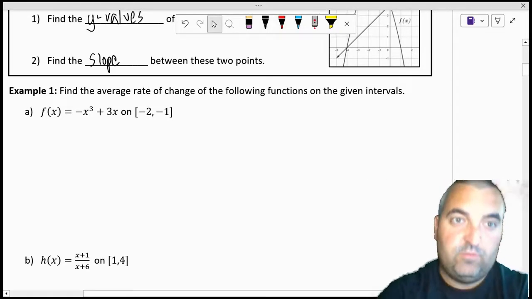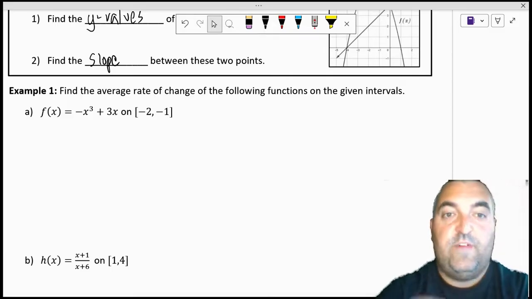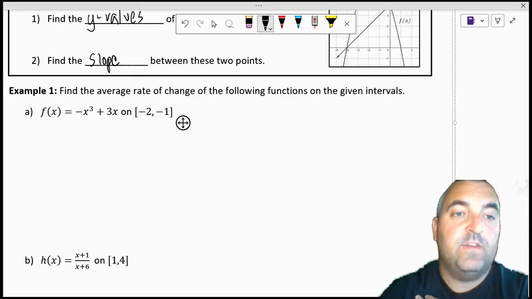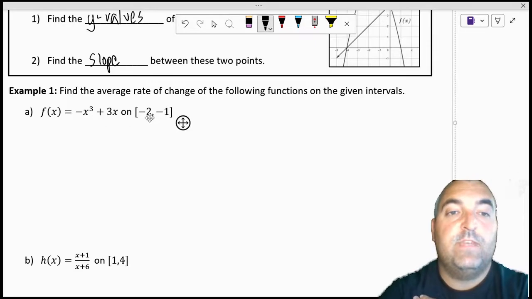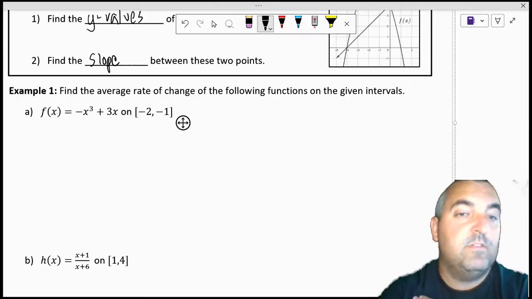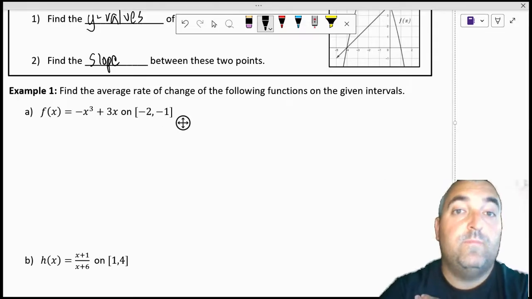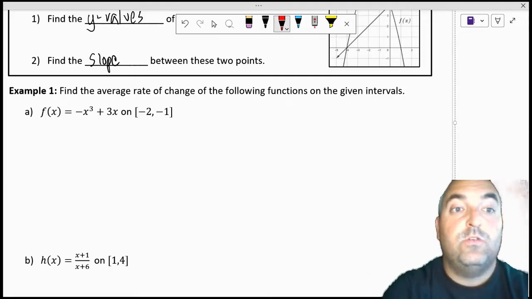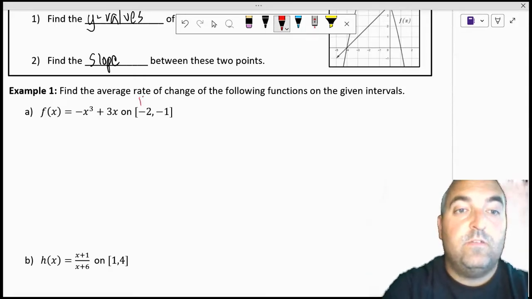So it says find the average rate of change of the following function on the given interval. So we have this function here, negative x cubed plus 3x, and we are finding it on this interval from -2 to -1. Nice little interval notation there. So what we have to do first is we have to find our two y values, because these are our x values. We have x1 and x2. We don't have our y's. Well, we need to find them.